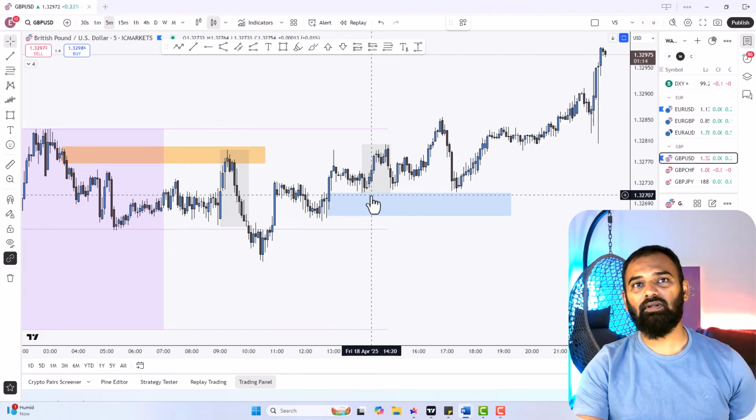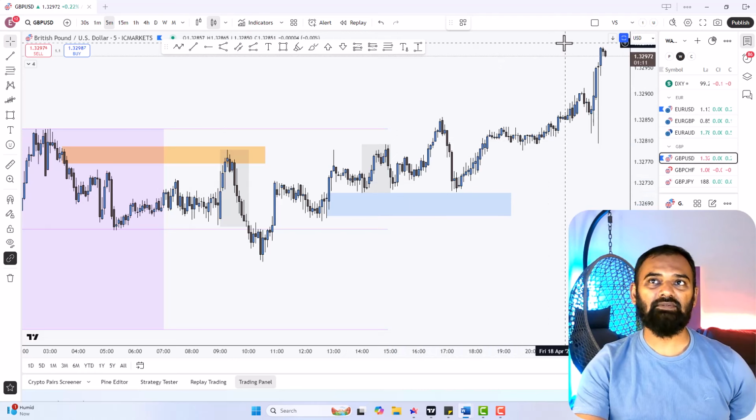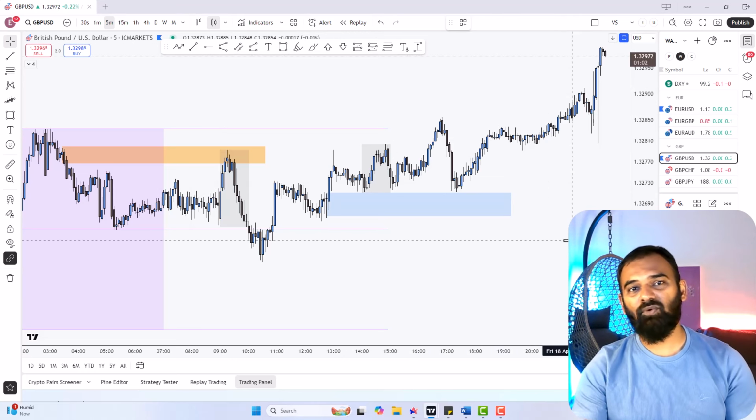Similarly, after tapping into the support area, price starts to rise sharply. So how can we trade it? Buy at support, sell at resistance.